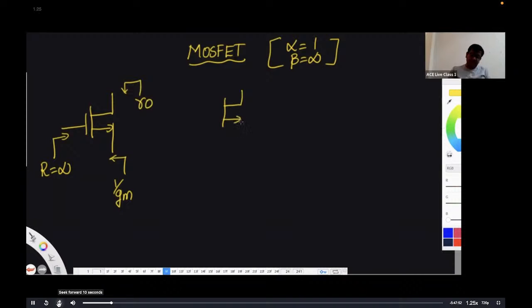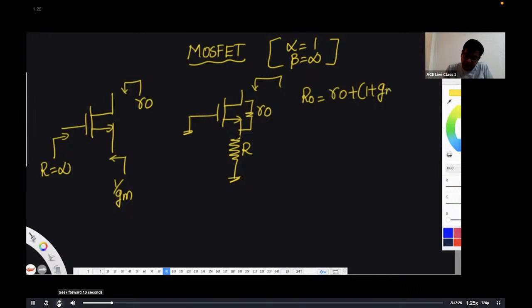And MOSFET is extremely simple, because even if you have multiple MOSFETs, it's quite easy for you to solve, because MOSFET has a single current. So this is the only thing you have to remember. What is the output resistance? If suppose there are amplifiers like cascode and all that, then R naught is going to be R naught plus 1 plus GM R naught into R. So only this you can remember.